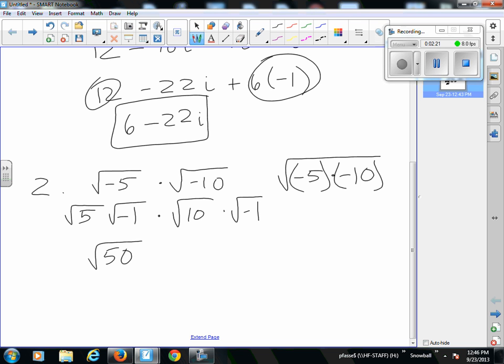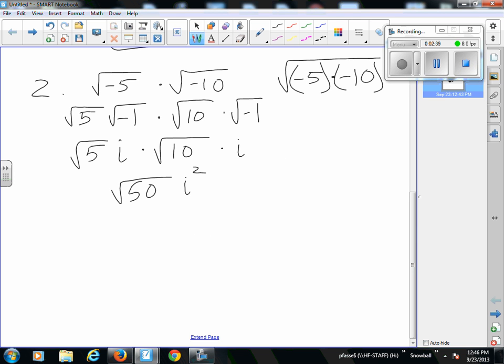Let me back up a step, I apologize. Let's change it into what we know how to work with. Root negative 1 is i, so we have root 5 times i times root 10 times i. Now we can start combining. Root 5 times root 10 gives us root 50, and i times i gives us i squared. Root 50 breaks down into 25 and 2, so 5 root 2. I squared gives us negative 1. Move the negative out in front, and that gives us negative 5 root 2.